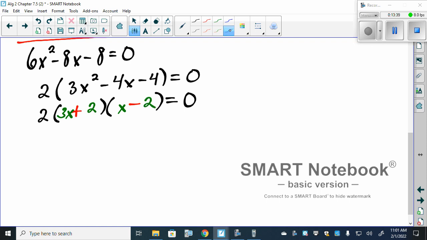Now off to the side, if you're not sure, we can always check it. I wouldn't check it underneath. We can do 3x times negative 2 would be negative 6x. 2 times x is going to be plus 2x. Negative 6x plus 2x is negative 4x. Is that what we wanted? Yes. So these here are the correct factors for this here.